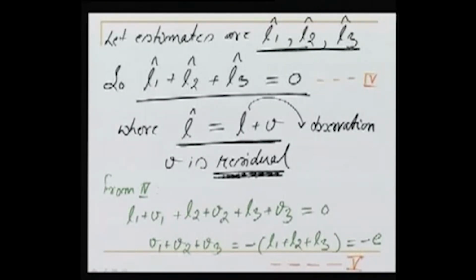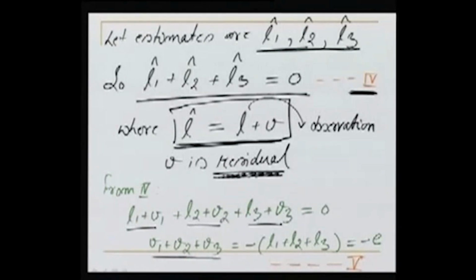Now using this, L hat is L plus V, and equation 4, we can write L1 plus V1 plus L2 plus V2 plus L3 plus V3 should be equal to 0. Now we can further write V1 plus V2 plus V3, taking all the observations to the right hand side, should be equal to minus (L1 plus L2 plus L3). Let us say this minus (L1 plus L2 plus L3) is equal to minus E.